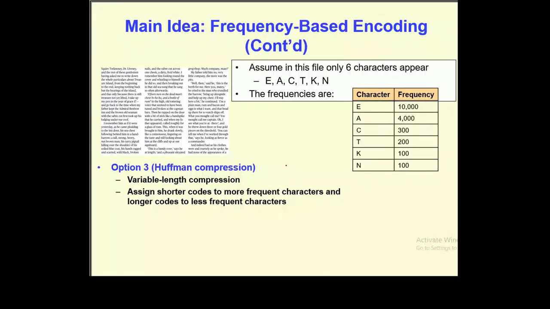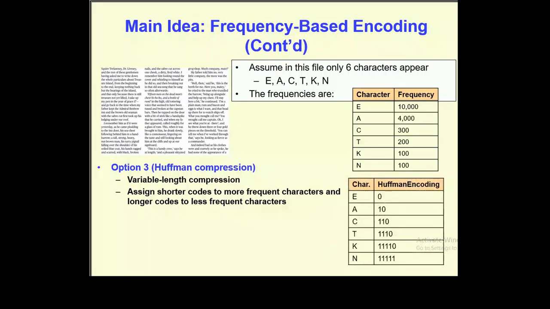So I hope this difference is clear to you all: what is variable length compression and what is fixed length compression. Now, if we are using variable length compression, assume this is only an assumption, it is not the actual Huffman compression technique. Assume that in the Huffman encoding, we are representing E by 0, A by 10, C by 110, T by 1110, K by this and N by this.